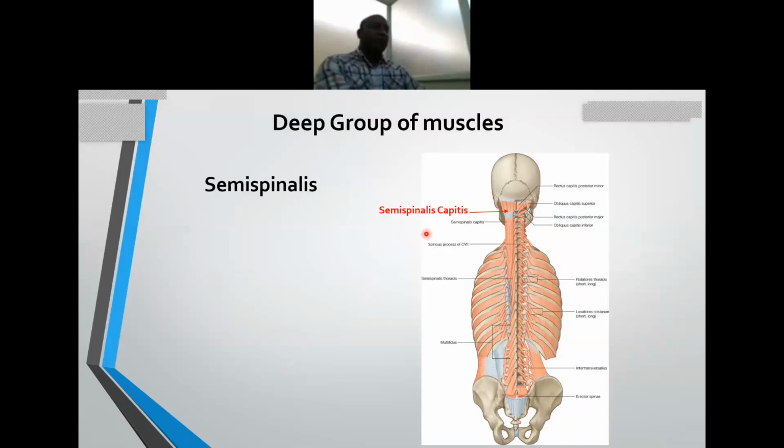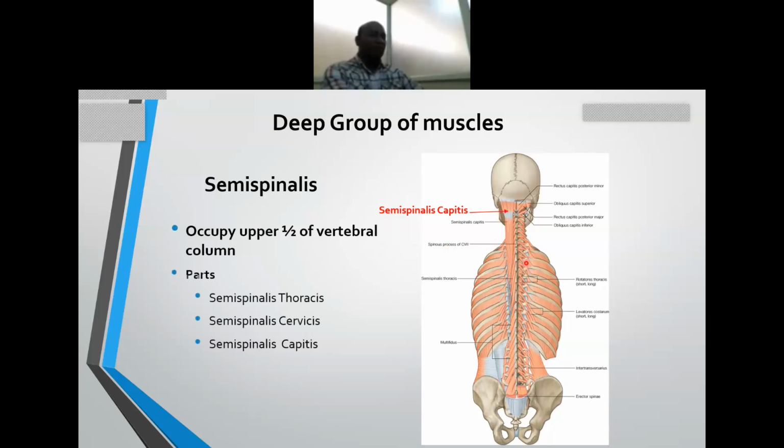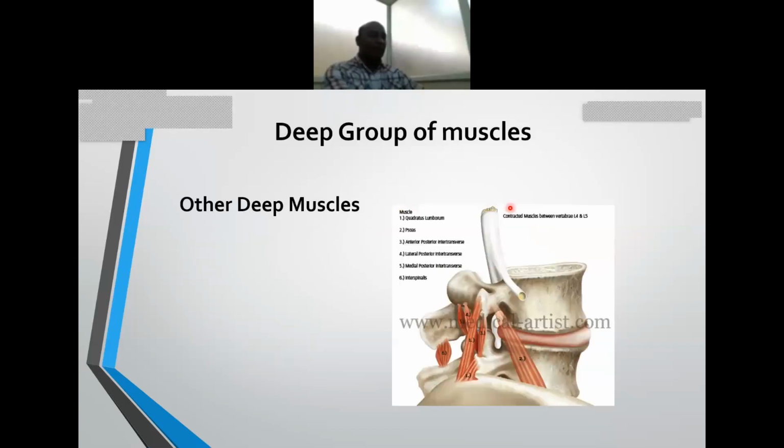Coming to the muscles in the neck, the semispinalis capitis. So it occupies the upper half of the vertebral column, and it has three parts: the semispinalis thoracis, semispinalis capitis, and the semispinalis cervicis. Okay, so they cover the suboccipital triangle in the upper part. The semispinalis capitis forms part of the roof of the suboccipital triangle.